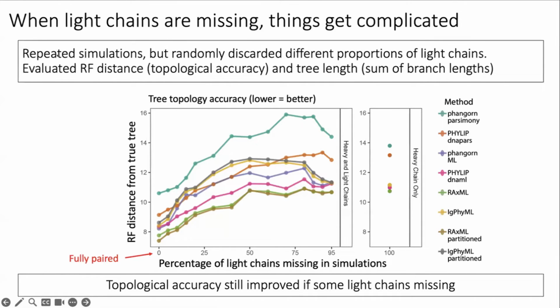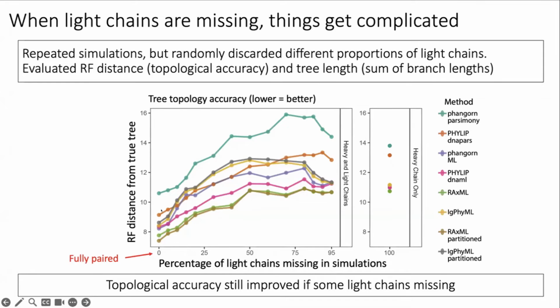In the simulation, we discarded different proportions of light chains, and we evaluated the RF distance for topological accuracy and the tree length, which is the sum of branch lengths. Here I've shown the Robinson-Foulds distance. So the y-axis is the mean RF distance in the simulation run from the different methods, and the x-axis shows the percentage of light chains that are removed from the simulation.